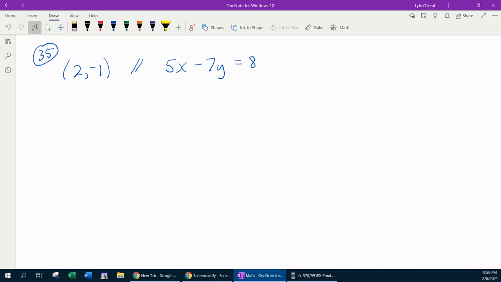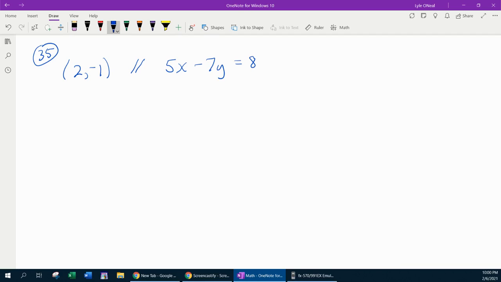For these last two examples, we're going to look at finding the equation of a line parallel to a given equation or perpendicular to a given equation. So here for number 35, the first thing I need to point out is this symbol that looks like two parallel lines. That is the symbol for parallel. And sometimes they'll show it with those lines being straight up and down. Sometimes they're slanted. But that is the symbol for parallel. So here's the fact you need to know. Parallel lines have the same slopes. If two lines are parallel, their slopes will be equal.